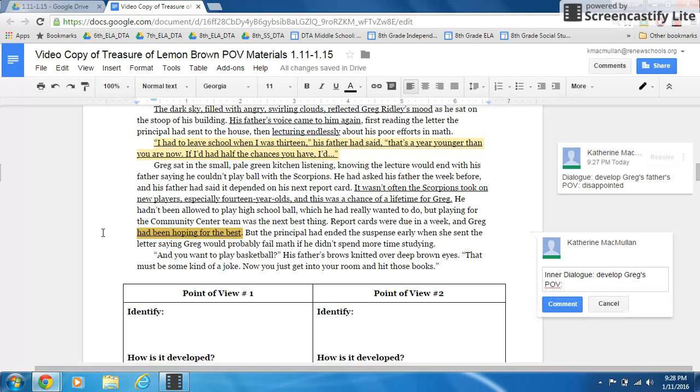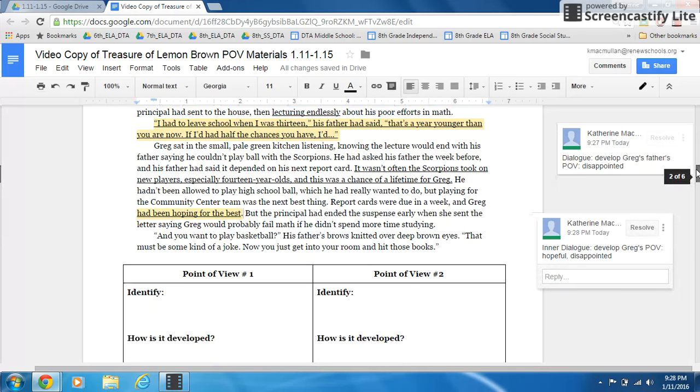And I would say Greg's point of view was sort of hopeful that he was going to be able to play, and hopeful because this is a chance of a lifetime for him. But he's also, I'm going to say, disappointed. He's pretty disappointed with what his father's saying and the fact that he can't play basketball.